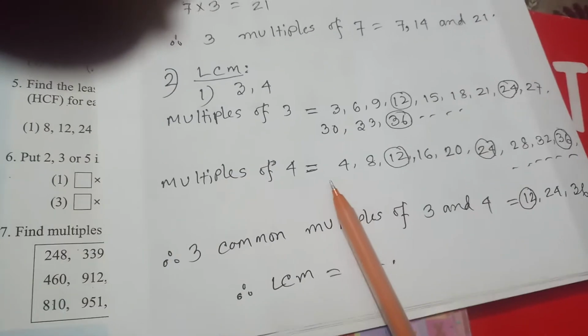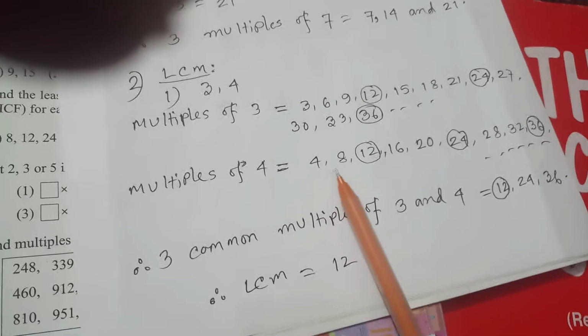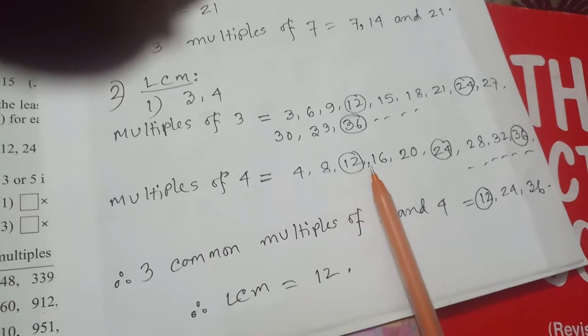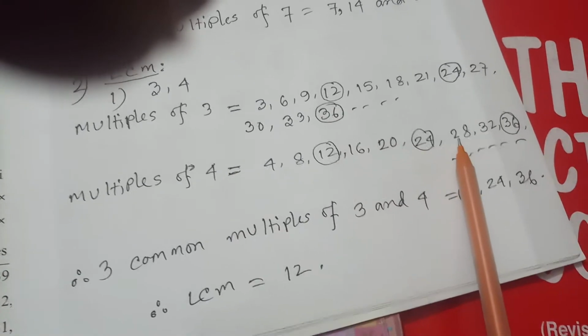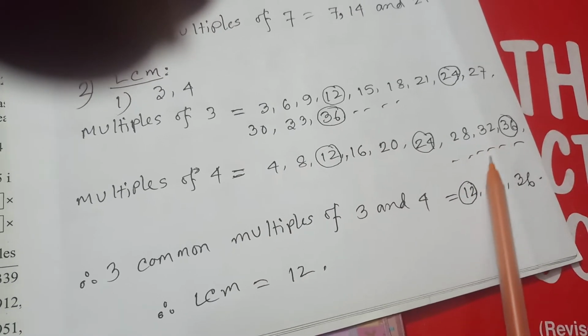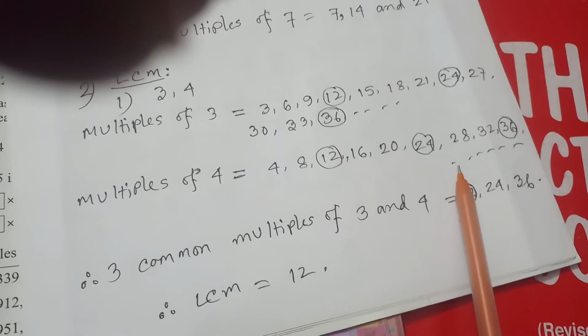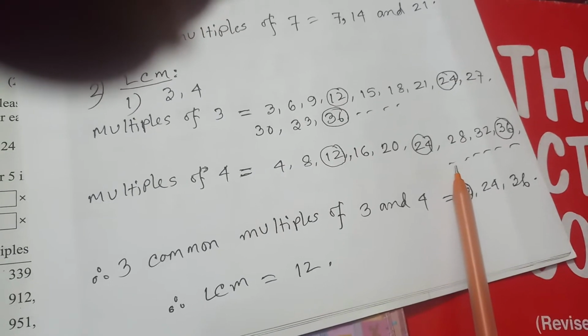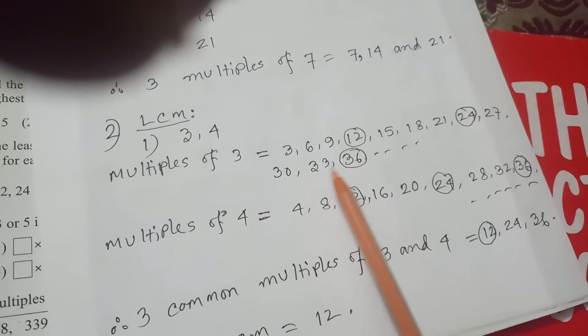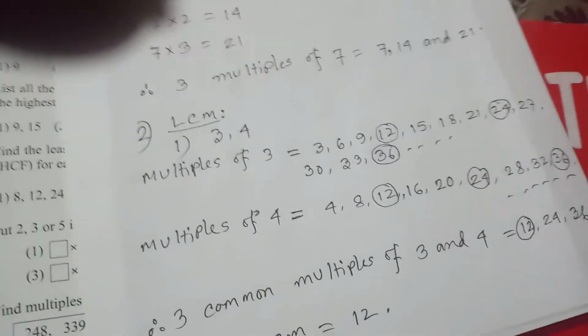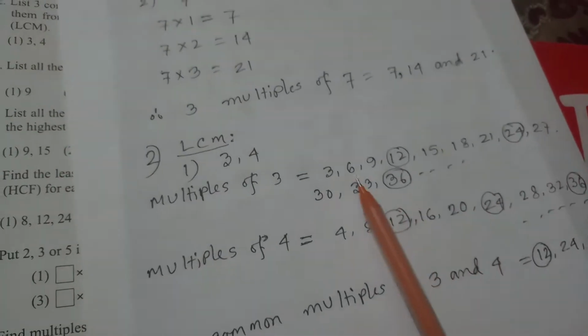And multiples of 4: 8, 12, 16, 20, 24, 28, 32, 36, and many more. Now you have to find out the common multiples of 3 and 4.